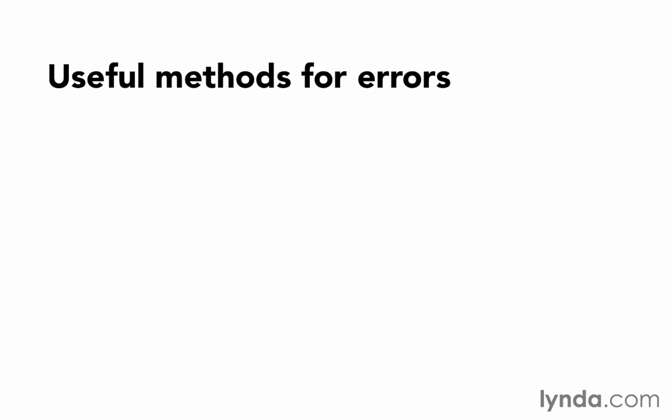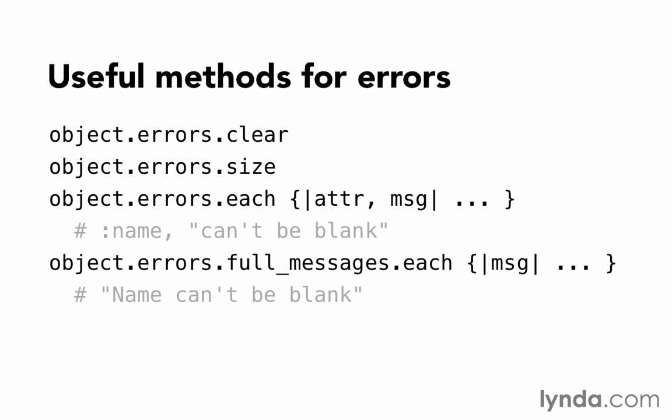There are a few useful methods that we can use for working with errors. There's object.errors.clear, which would clear all of the errors. We don't normally need to do that. Rails clears them on each and every request, so they always start fresh with no errors at the beginning of the request response cycle. We only use clear if we want to forcibly clear them after that point. Object.errors.size will tell us how many errors there are.